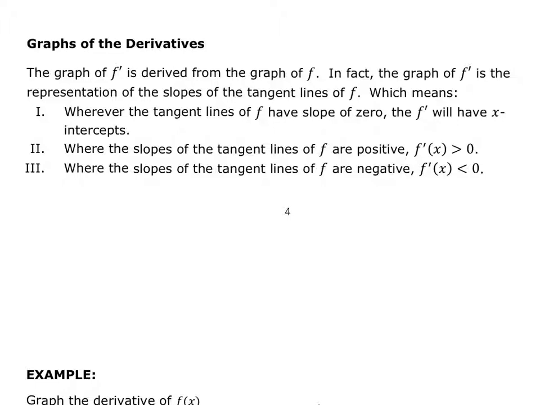Who would like to tell me what number 2 means to them? So on part 2, what that translates to is where the graph of the function is increasing, so it's going uphill, the graph of the derivative will be above the x-axis. Which means on the third one, it says if the original function is decreasing, then it will be below the x-axis on the graph of the derivative. Does that make sense?